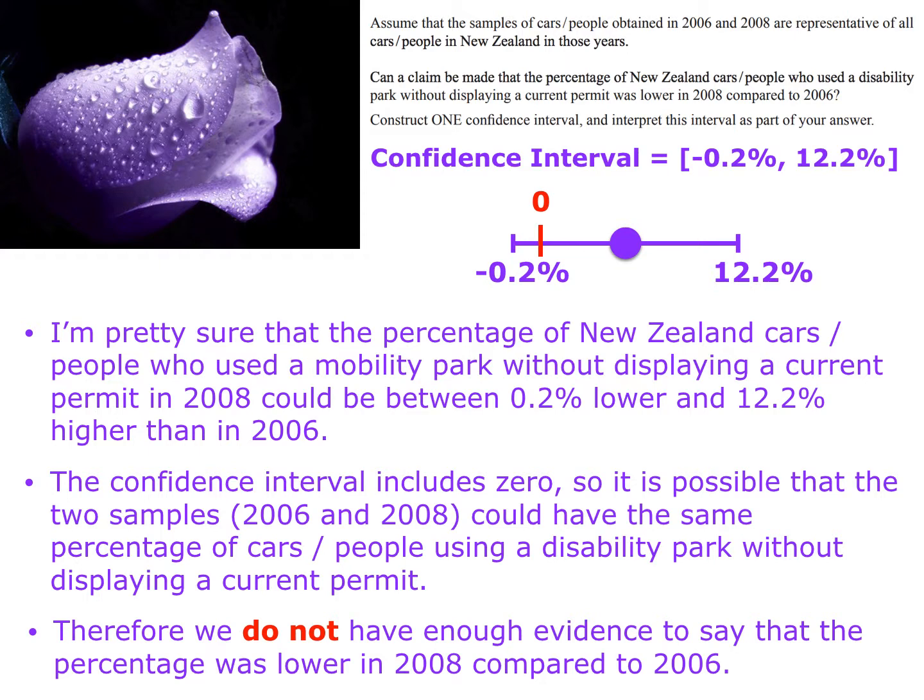So yes, it looks like there might be a difference. It's 40% compared to 34%. But given the margin of error, we can't say that that difference is big enough. We do not have enough evidence to say that that is a real difference.